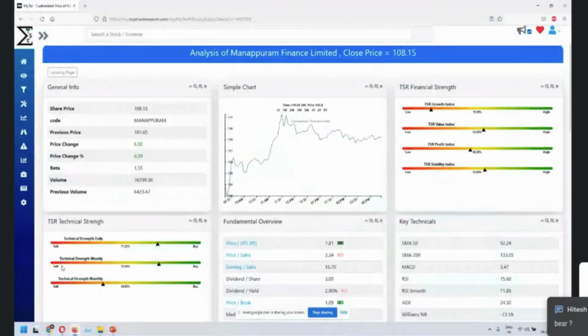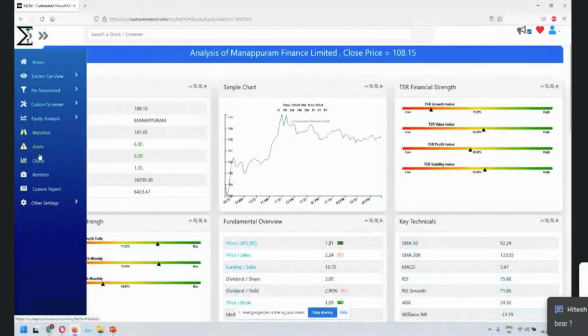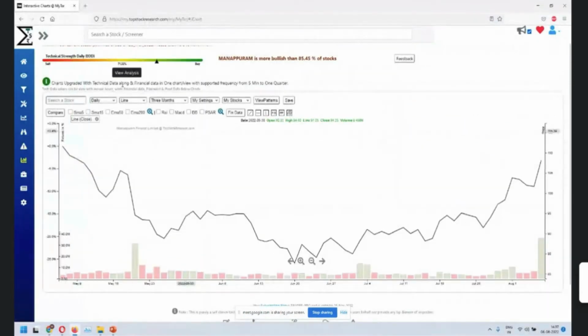Second, percentile position. In certain places, as we have seen in some of the sessions, right, it tells you where it fits vis-a-vis the universe of stocks. So it is more bullish than 85% of the stocks. I mean, why not? It looks pretty good, right? It has moved pretty well for some time, and then the volume is also pretty nice.